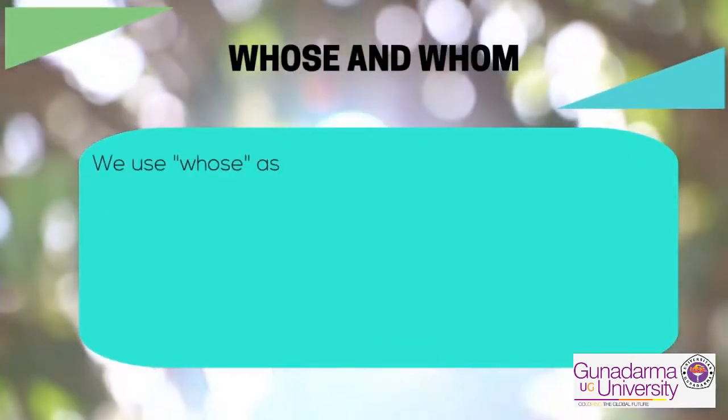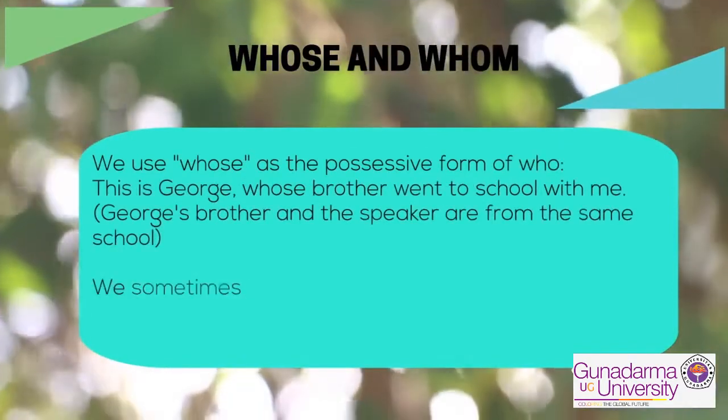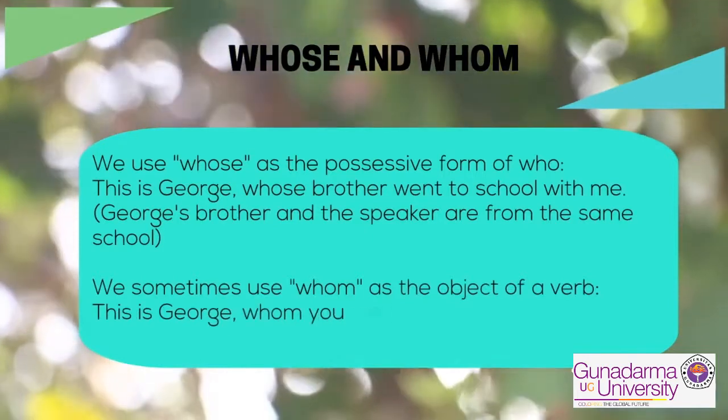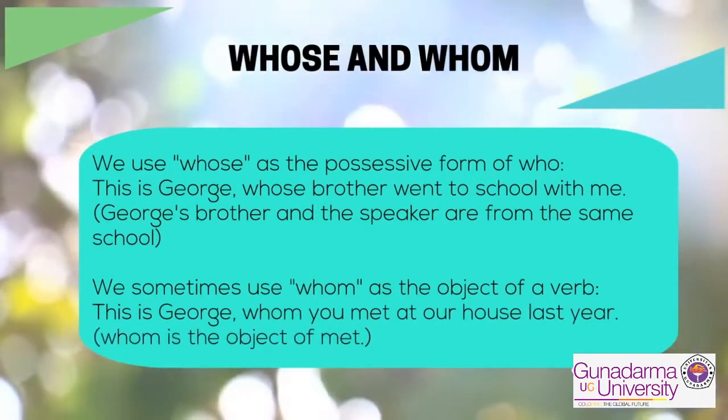Whose and whom. We use whose as the possessive form of who. This is George, whose brother went to school with me. George's brother and the speaker are from the same school. We sometimes use whom as the object of a verb. This is George, whom you met at our house last year.